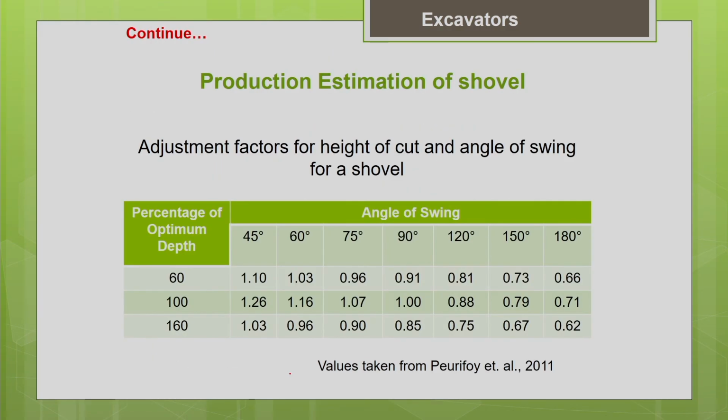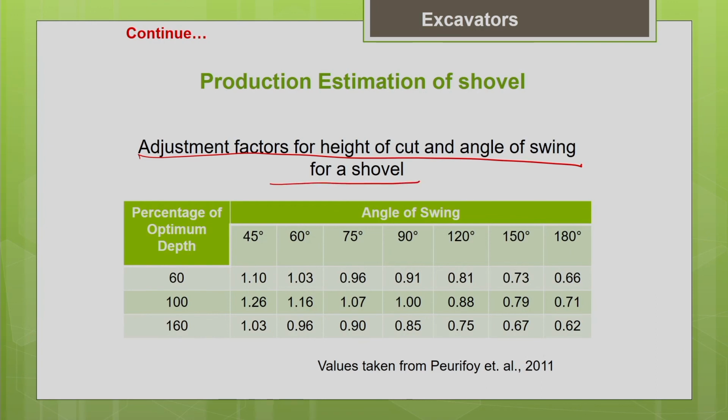Now, let us see what are all the adjustment factors we have to apply while doing the productivity estimation, based upon the actual height of cut of material in your project site, and based upon the angle of swing, which depends upon the position of your truck relative to the position of your excavator. So, adjustment factors for the height of cut and the angle of swing for the shovel.